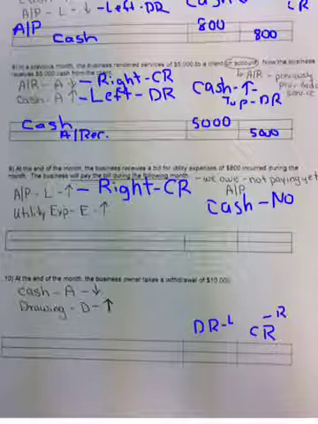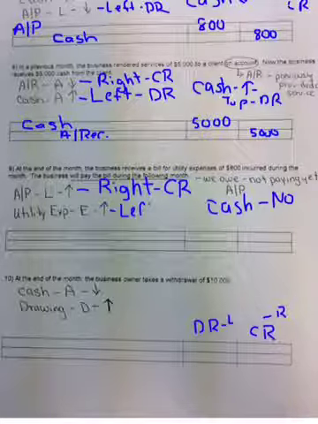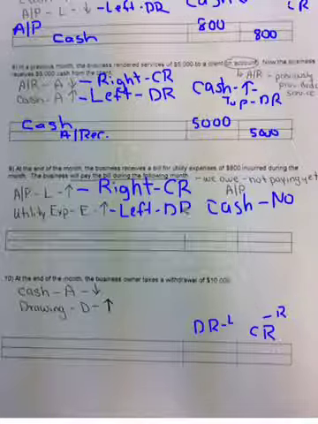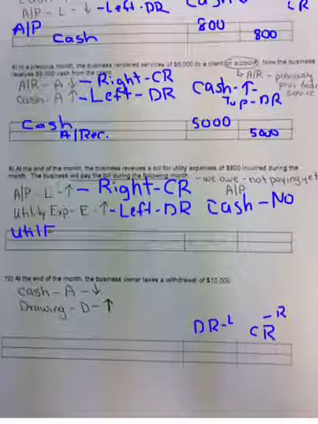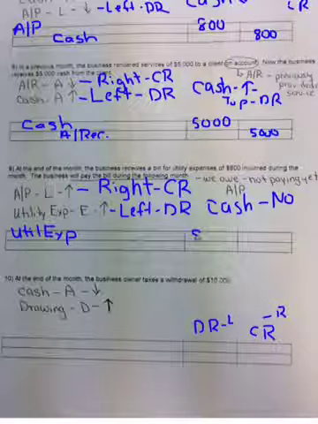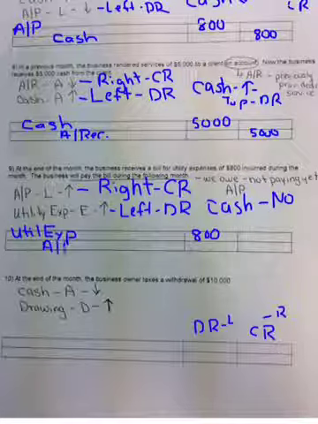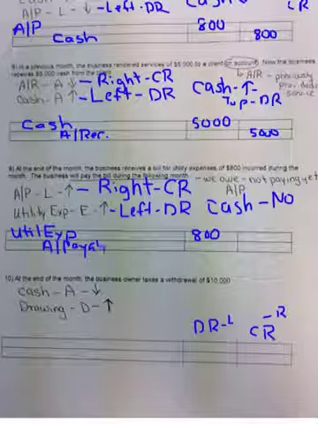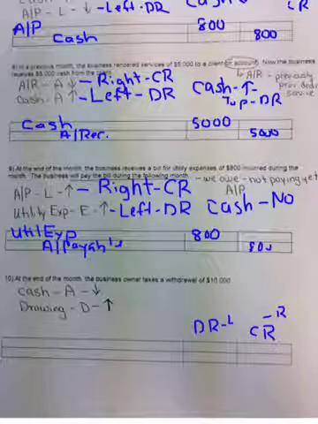For the utility expense, it is increasing. Expenses increase on the left. So therefore, that is my debit. So here I would have the utility expense for $800. And the other side would be that accounts payable account. And that would be the credit for $800.